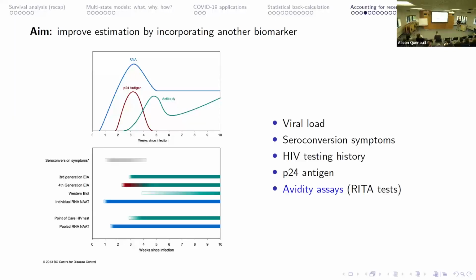We decided to use those because they've got a longer window as well. So the P24 antigen, for example, is only about 3 weeks, where we'd actually be able to use that to reclassify somebody as being a recently acquired infection. Whereas with these avidity assays, we can go up to about 6 months. So somebody who's in the first 6 months of their infection can say that they've already recently acquired.